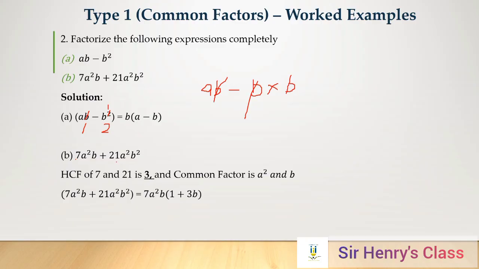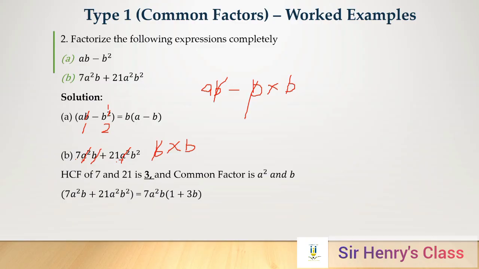The highest common factor of 7 and 21 is 7. Aside from that, a squared is here and another a squared can be found here. They are common factors, so we factorize them out. The case of b has happened here again: 1b here but 2b here. So what do you think? We factorize just one of it. Since here there are 2, b times b, one of the b will cancel out the other one. So 1b is left. Now we factorize 7 out.